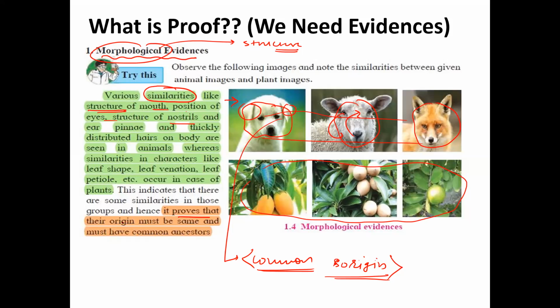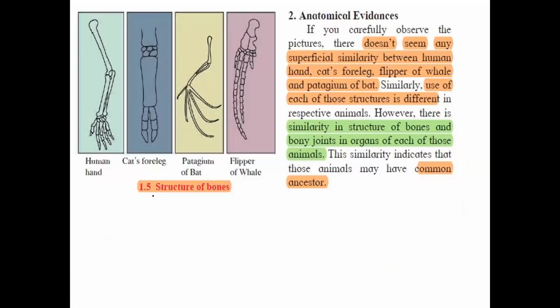So it proves that the origin must be same and must have common ancestors. So clear with the first evidence? So this is a morphological evidence. What is the next one? Anatomical evidence. So what is the anatomy? It is about the joining or bone structure, study of bone structure, study of bone or joints.